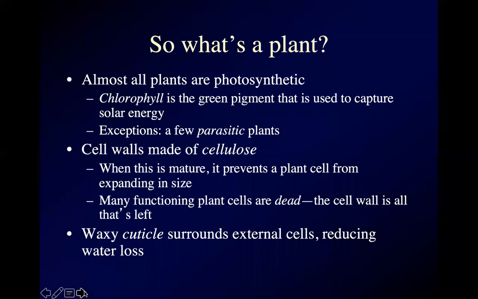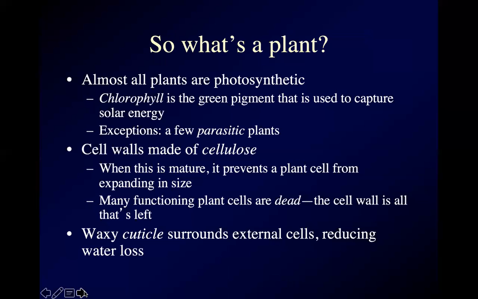Now, in bacteria, the cell wall often contains peptidoglycan. In fungi, the cell wall is made of chitin. In plants, the cell wall is made of stuff called cellulose. When a cell wall is mature, a plant cell can no longer expand. You could think of it as being like the wall of a room, right? If you have a room and you have walls in the room, it's not really practical to try to make the room any bigger, right? You'd have to knock down the wall and rebuild the room or something like that.